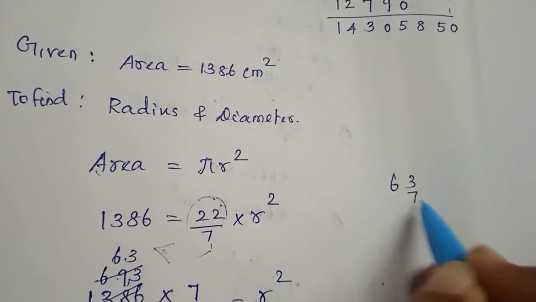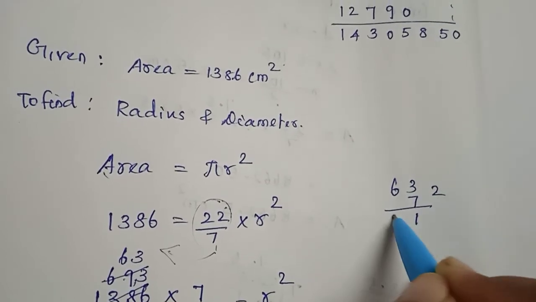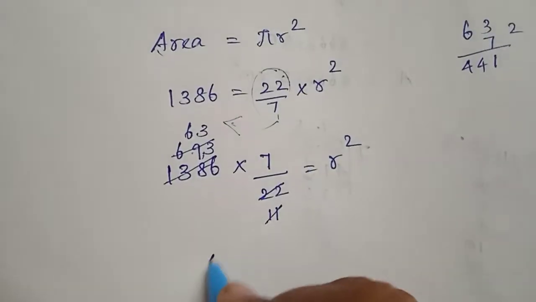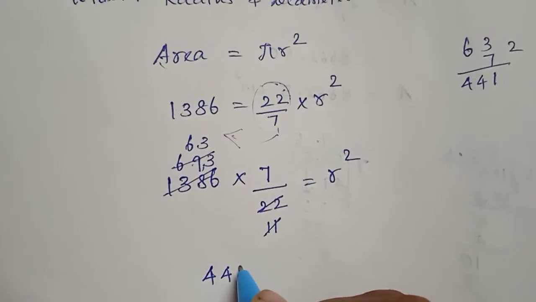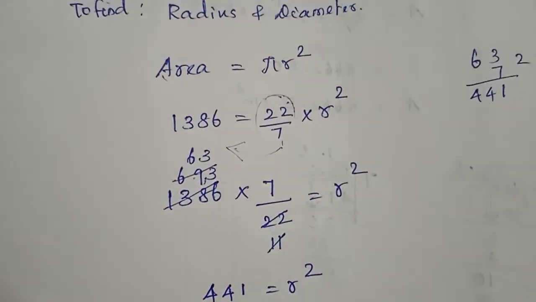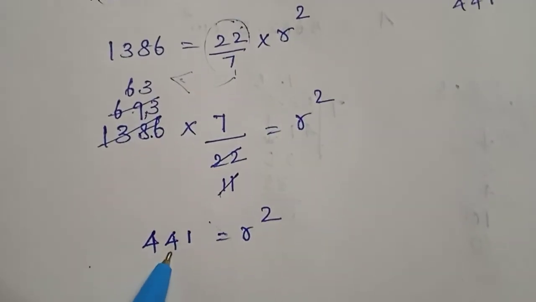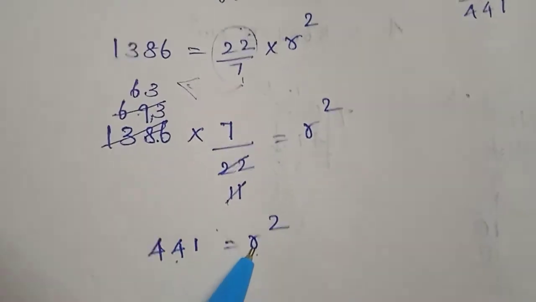63 into 7: 7 3s are 21, 6 7s are 42 plus 2, 44. So 441 is equal to r square. R square equal to 441, but we need to find the value of r.